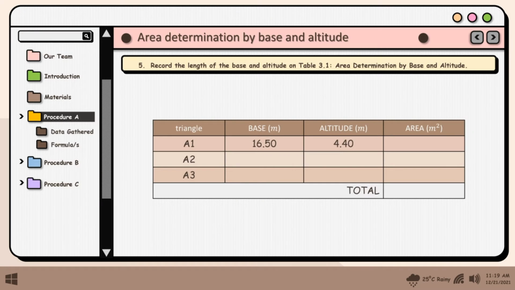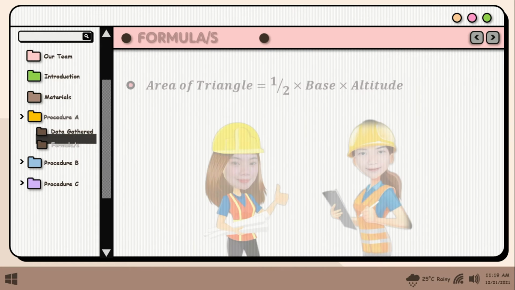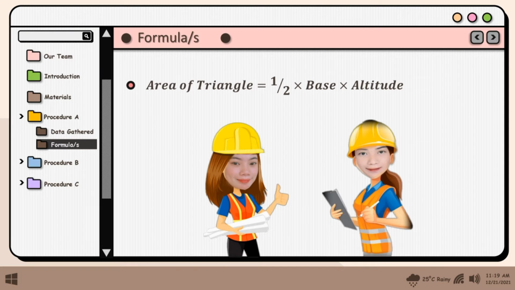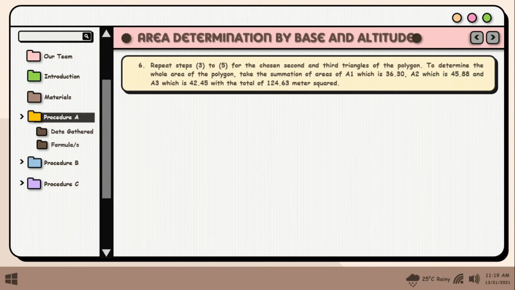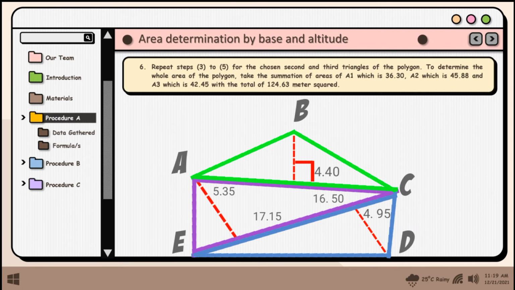Step 5. Record the length of the base and altitude on Table 3.1. Area determination by base and altitude. To get the area of the triangle, divide the product of the base and altitude by 2. Step 6. Repeat steps 3 to 5 for the chosen second and third triangles of the polygon.